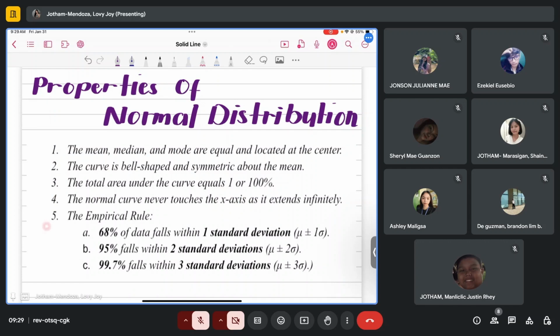And now, the most important property is the empirical rule, where 68% of data falls within one standard deviation, 95% falls within two standard deviations, and 99.7% falls within three standard deviations.